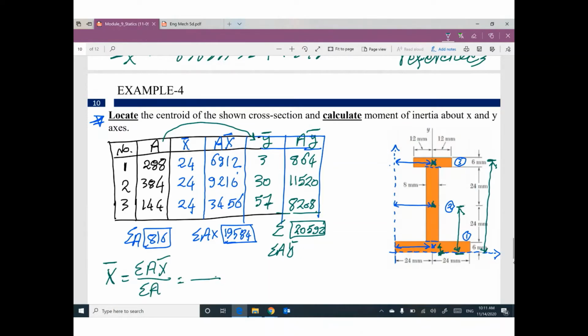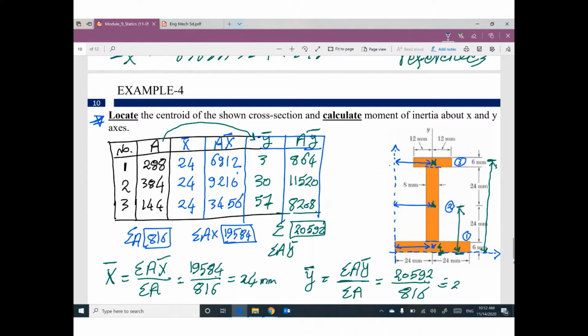Summation area times X bar, 19,584, divided by summation of area, 816. This value will be 24. That makes sense for me. Y bar for the centroid of this cross section will be summation area Y bar divided by summation area. This expression will be 20,592 divided by summation area 816, which is 25.2.